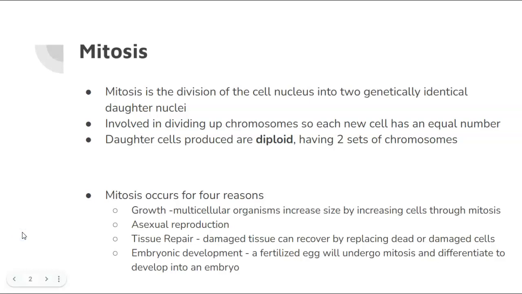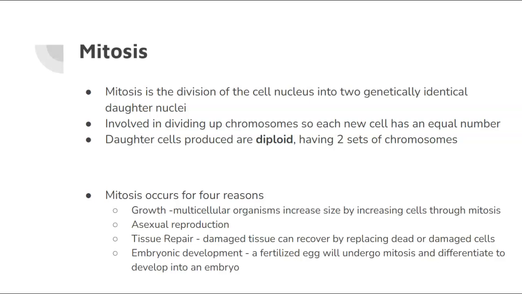So to start off, let's talk about just mitosis, to give ourselves a general working definition and some of the main reasons why we go through mitosis. So our definition of mitosis is going to be the division of the cell nucleus into two genetically identical daughter nuclei. Mitosis creates identical cells.